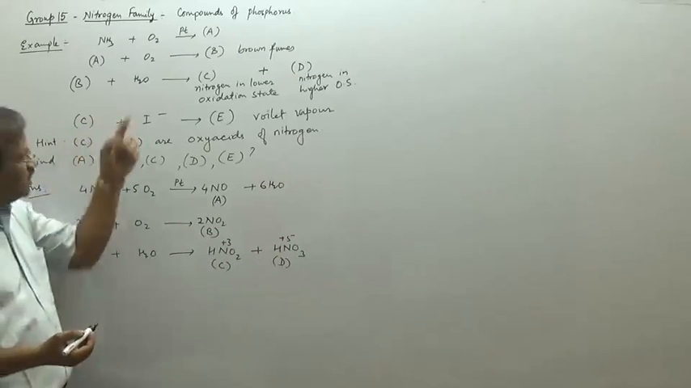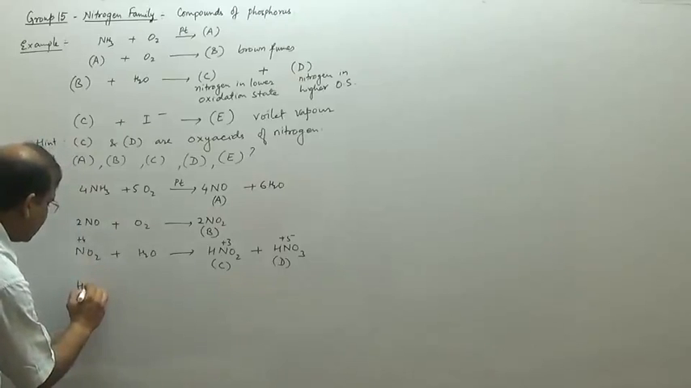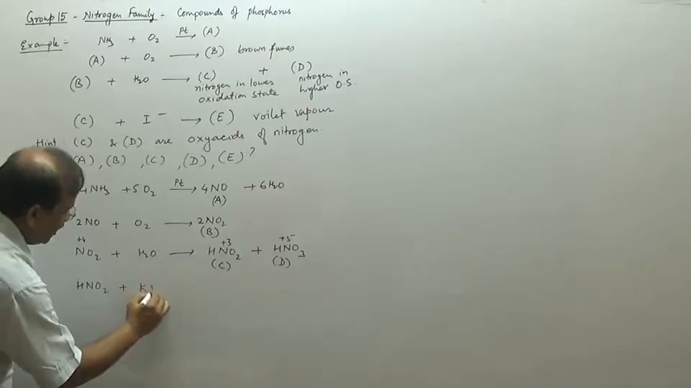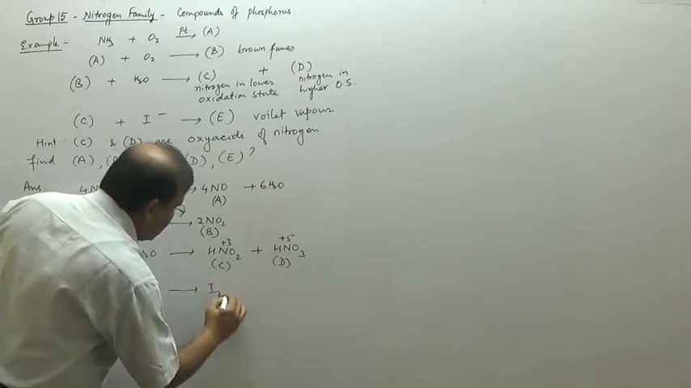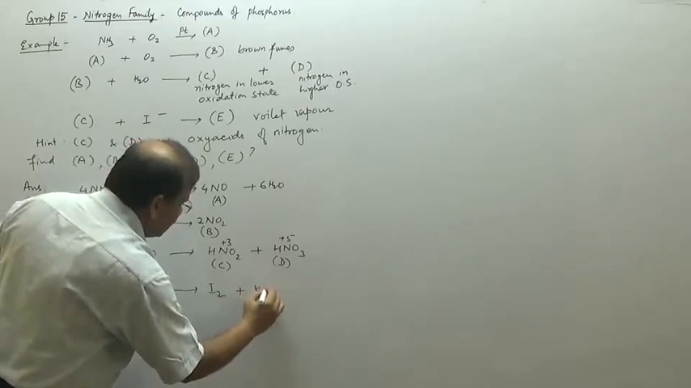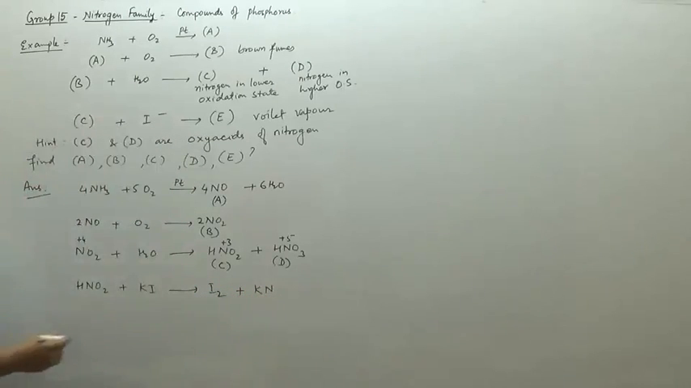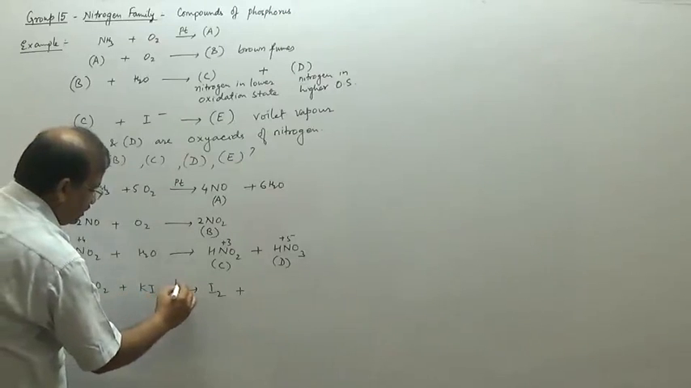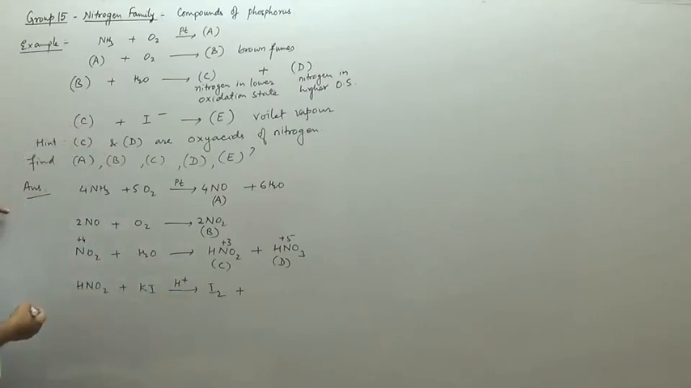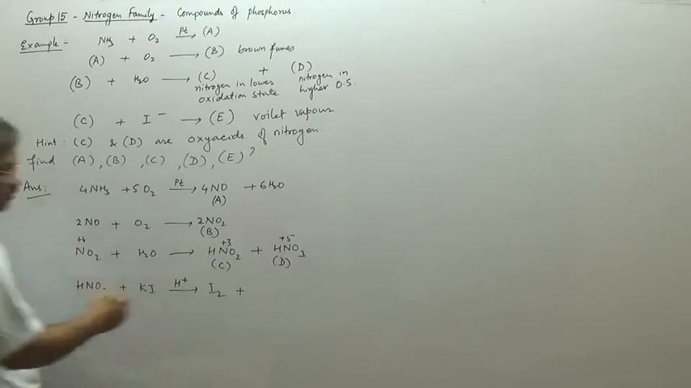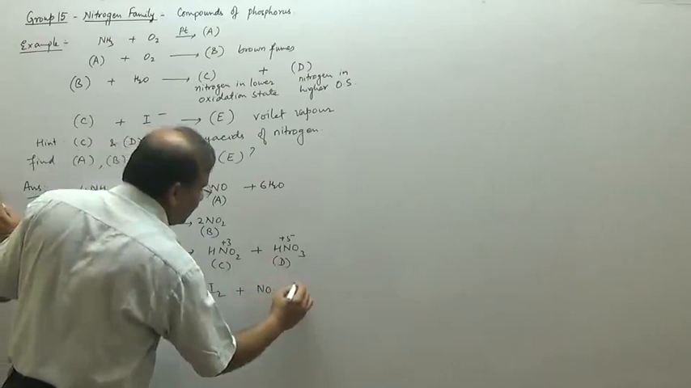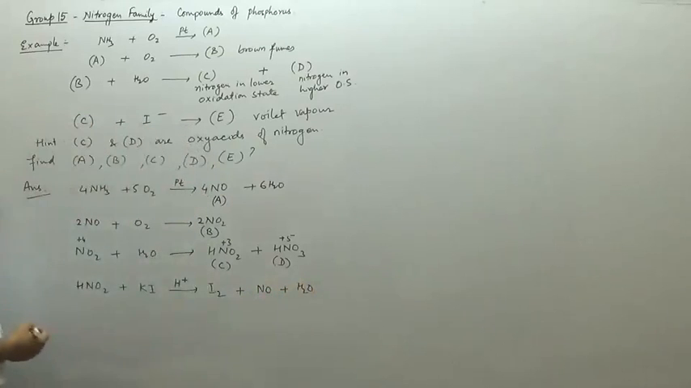Now what we required is the C. So HNO2 will react with KI, and iodine is liberated in the reaction. In presence of acid, because the medium is acidic, HNO2 gives the reaction in which iodine, the violet vapors, is obtained, and we get NO plus H2O.